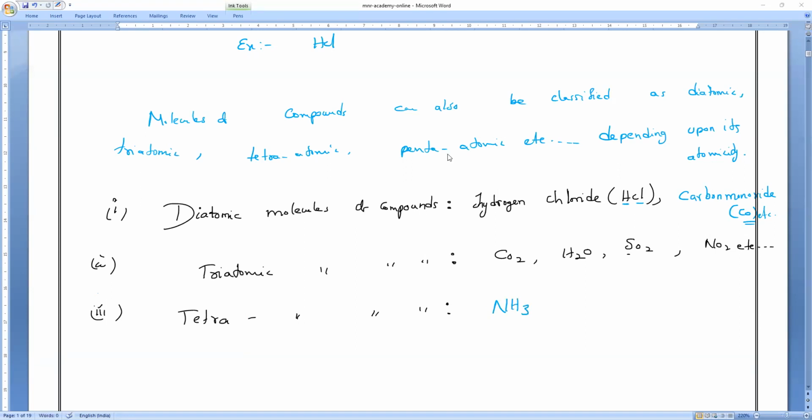I have shown you the image. In that, 4 atoms are there, correct? Do you understand, everybody? Penta also, I have shown you the image. What is that? Pentaatomic. Methane. Do you understand? Ammonia, NH3, is the example of tetraatomic.